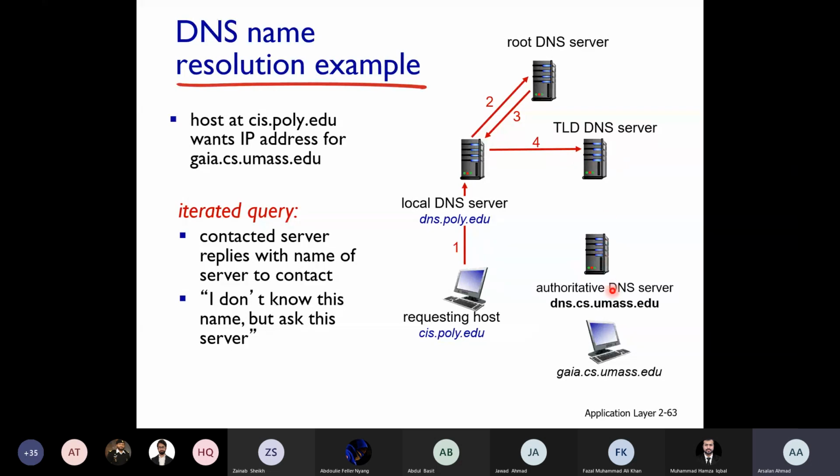So it will have the entry of authoritative DNS server of umass.edu, and then in the next step, it will contact that server, because the host name falls under the domain name of umass.edu.